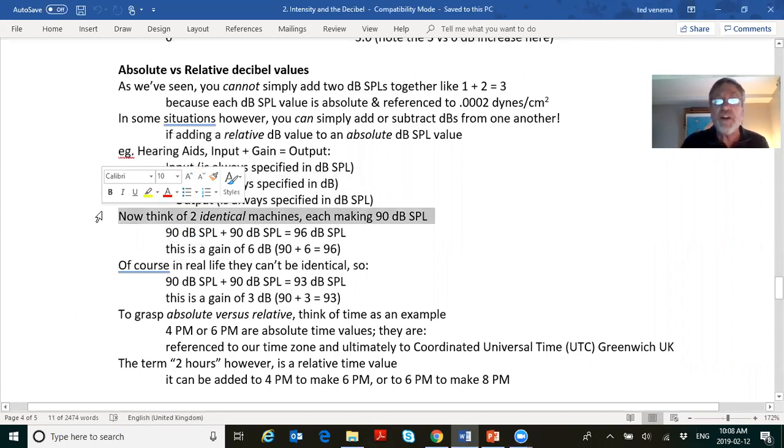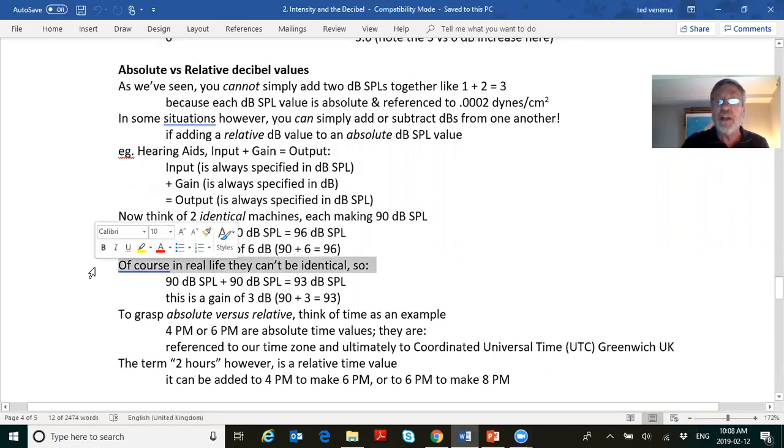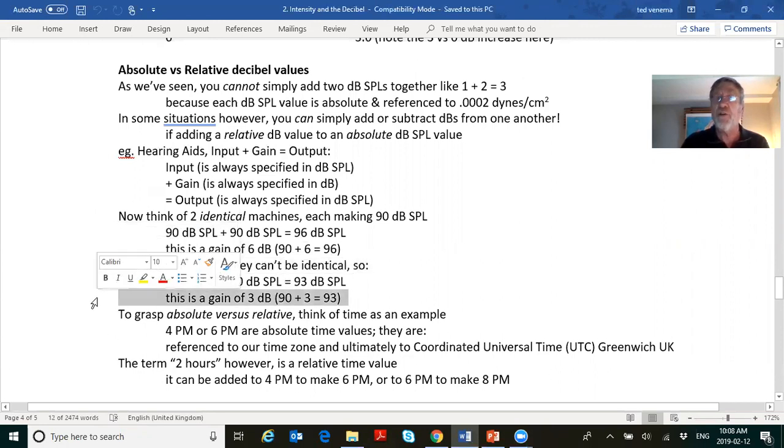Now think of two identical machines, each making 90. 90 plus 90 would be 96. That would be a gain of 6. Of course, in real life, they can't be identical. So 90 dB SPL plus 90 dB SPL is 93. This is a gain of 3.